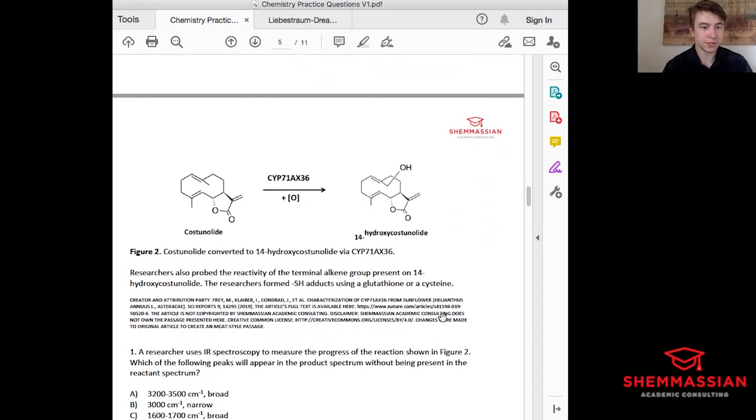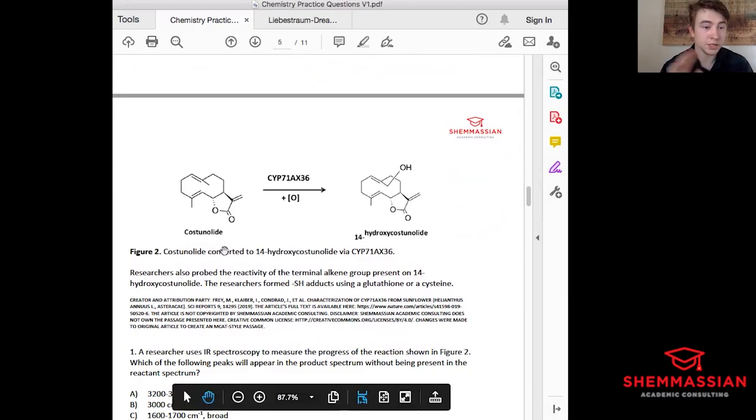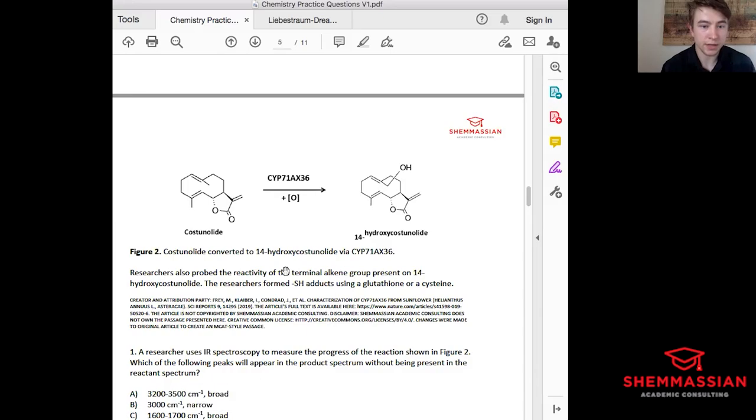Now I'm going to go to figure two, and I'm just going to read the caption. Costunolide converted to 14-hydroxycostunolide via CYP71AX36. Okay, so let's look at this figure for now. Does the figure itself tell you any more than what is told about the figure by the caption? The only thing I can see is this plus O. So, oxygen was used in some form.